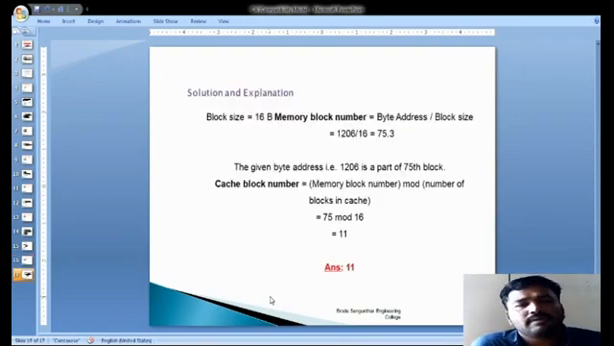So block size is equal to 16 bytes. Memory block number is equal to byte address divided by block size. So 1206 divided by 16, we will get 75.3. So the given byte address, 1206, is part of the 75th block. Approximately we can take that. So cache block number is equal to memory block number modulus of number of blocks in cache. So 75 modulus of 16, we will get 11. So the answer is 11.